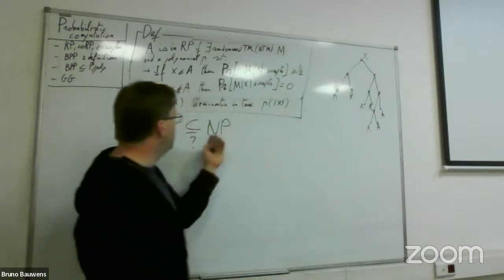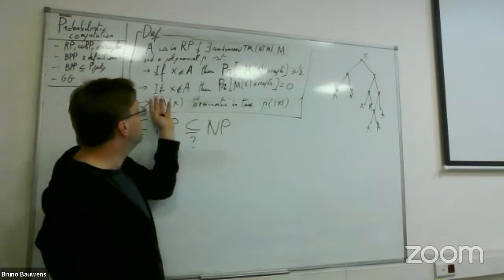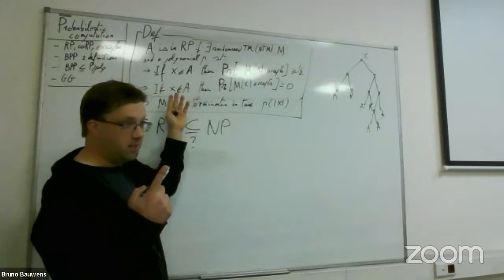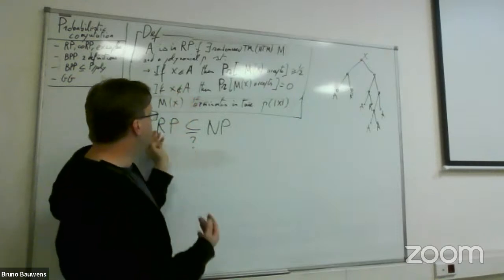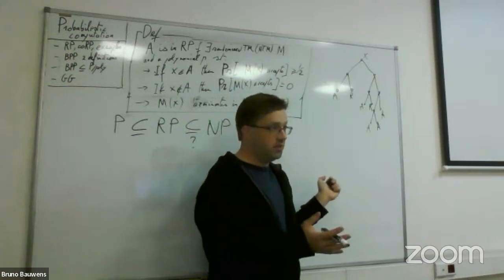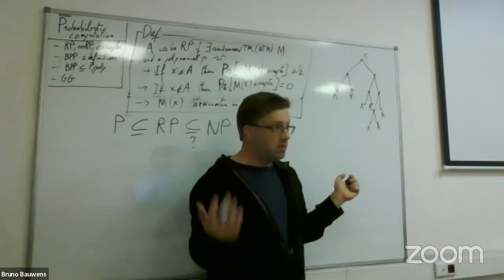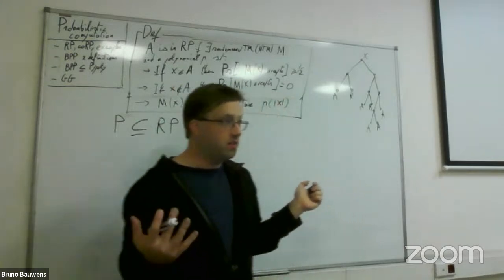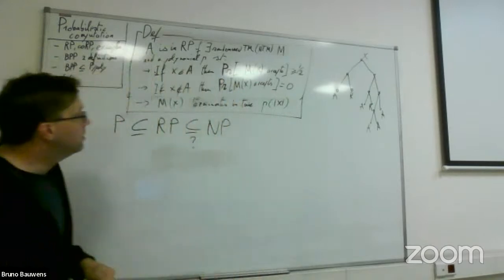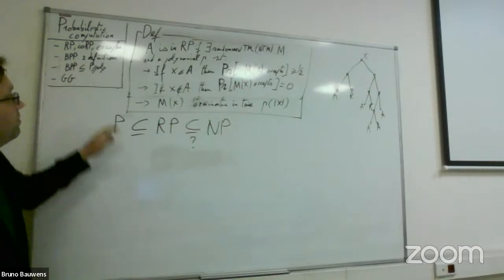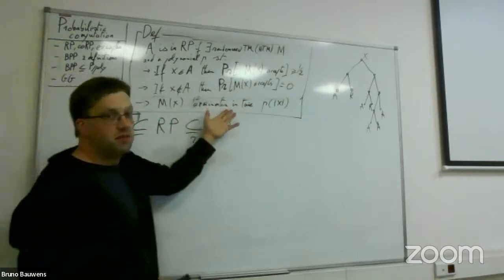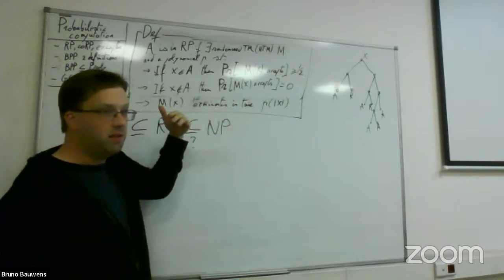It means that X is in an NP language if there exists one witness, but X is in an RP language if there exist many witnesses, so you can generate witnesses randomly. So it's a very strong property. Okay, so RP, in practice, it's as good as P.